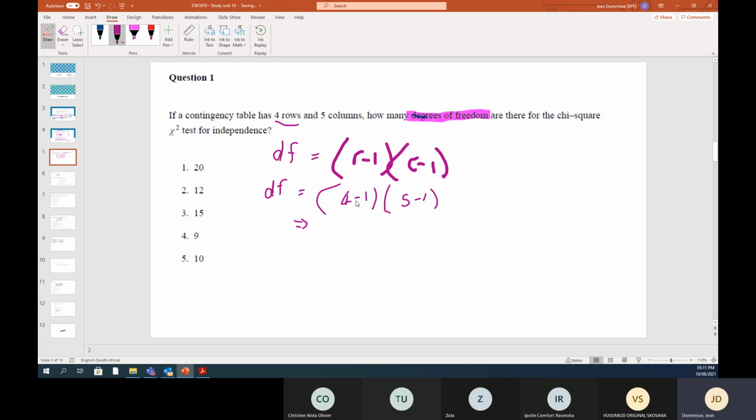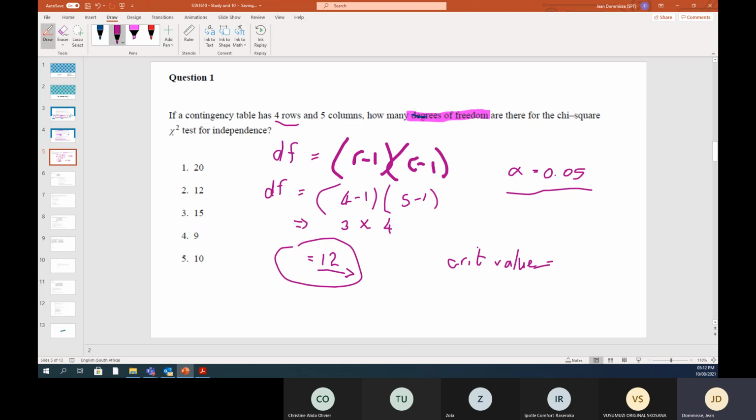So 4 minus 1 is 3. 5 minus 1 is 4. So your degrees of freedom for this one would have been 3 times 4, which gives us 12. Okay, so let's say, for example, they told us alpha was 0.05. I just want to show you a bit more. So with degrees of freedom of 12, alpha 0.05, what will the critical value be? Obviously this wasn't asked, but I want to show you just how we get to that as well.